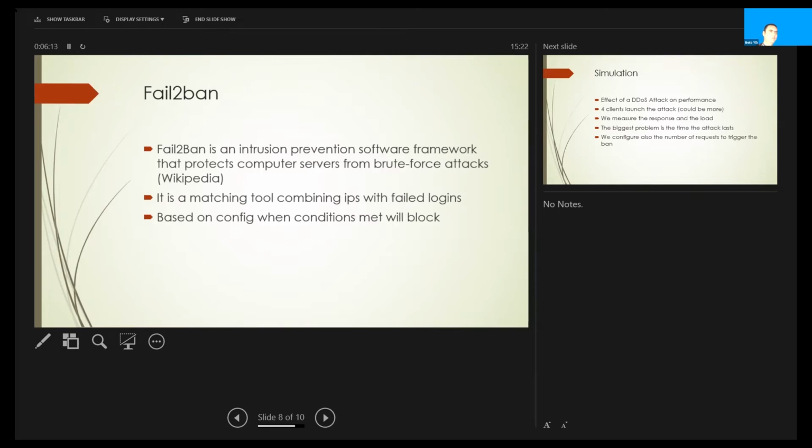Fail2ban is an intrusion prevention software that protects the computer from some brute force attacks on protected services. The main idea is, let's say, secure shell, and it's a tool that is combining IP with failed logins. So it does a cross reference between these two. But let us see with the viewpoint of a user not having too much experience and not being too proficient for fine tuning the application.